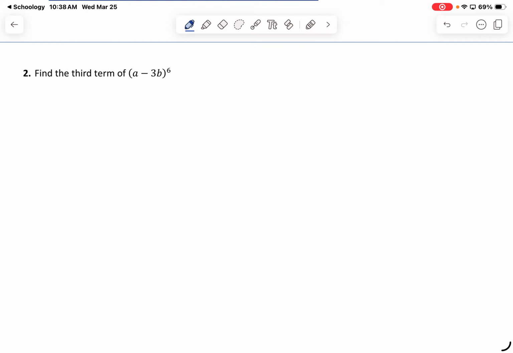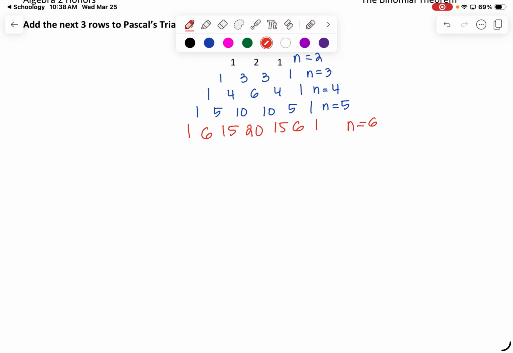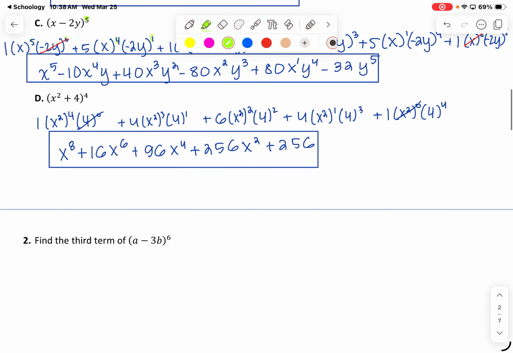So I need to find the 3rd term of a minus 3b to the 6th power. So I need to know when n is equal to 6, what my coefficients look like. So I didn't do that yet. So n equals 6. Let me move that over. All right, so that's 1, 6, 15, 20, 15, 6, 1.